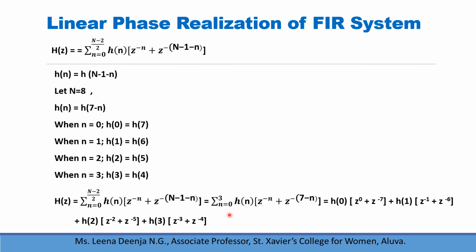Now first put n as 0. So it is equal to h of 0 into z raised to 0 plus z raised to minus 7. Second one, n as 1. Then it is h of 1 into z raised to minus 1 plus z raised to minus 6. Then n is 2. H of 2 into z raised to minus 2 plus z raised to minus 5. N as 3. H of 3 into z raised to minus 3 plus z raised to minus 4. This is our h of z.